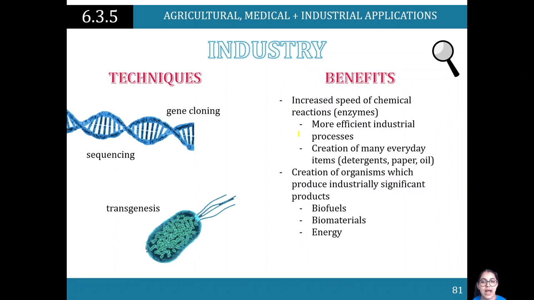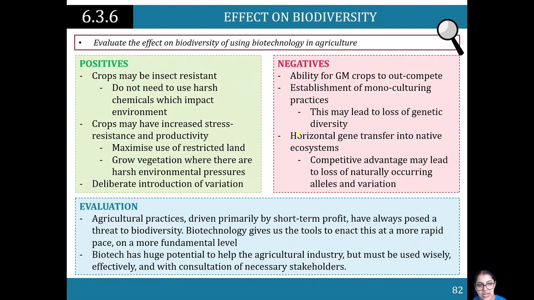Industry techniques: gene cloning, sequencing, transgenesis. Benefits are we can have increased speed of chemical reactions, more efficient industrial processes, creation of many everyday items, and creation of organisms which produce industrially significant products like biofuels, biomaterials, and energy.